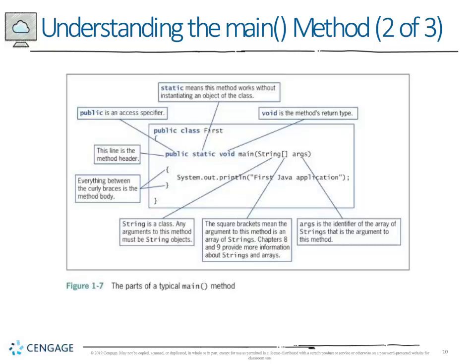So the argument String brackets args. String is a class. Any argument to this method must be a String object. Then the square brackets mean the argument to this method is an array of strings, and we will learn this later. Args, short for arguments, is the identifier of the array of strings that is the argument to this method.